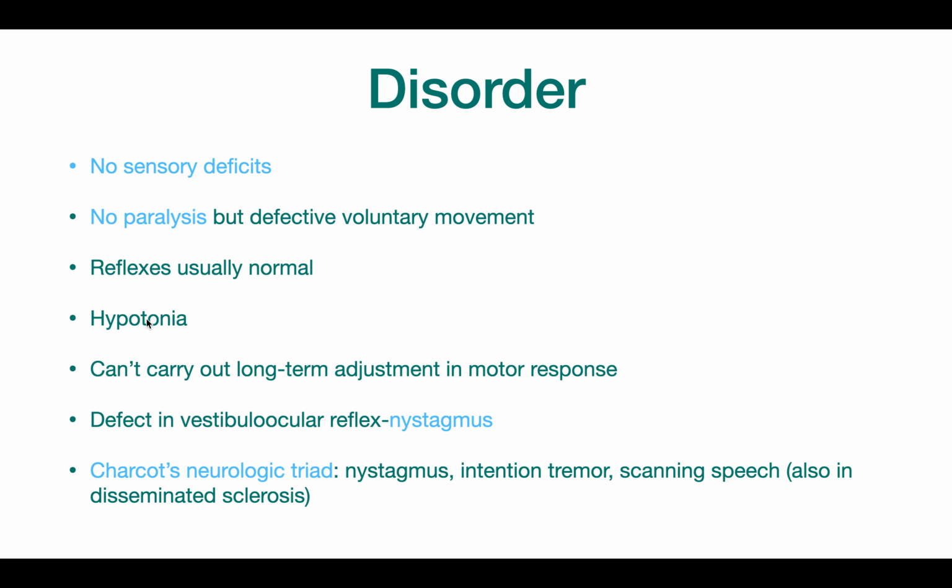There's hypotonia, but no paralysis or weakness involved, like I said. There's hypotonia because there's no information being sent back. So there's no long-term adjustment in the motor response, and there's going to be a defect in the vestibular ocular reflex, which is going to be nystagmus.